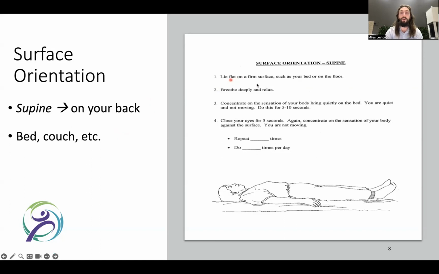Now, when it talks about lie flat on a firm surface, such as your bed or on the floor, I would probably recommend bed, and I would probably recommend somewhere like your couch or somewhere like a really comfy chair so you're soft and comfortable here. When we talk about 5 to 10 seconds, we're going to think of this as our breath cycle.